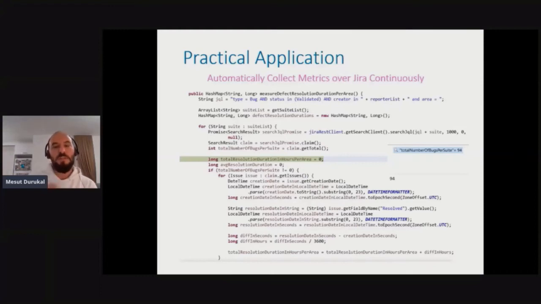For example, we can parse the resolution time for each issue and the creation time for each issue. And after I get these two, if I subtract one from the other, I can reach the resolution interval, right? Because I know the creation time, I know the resolution time, then I can reach the resolution duration or resolution interval. So I can track the metric that I want to follow in this way by developing this code and integrating it into my pipelines.